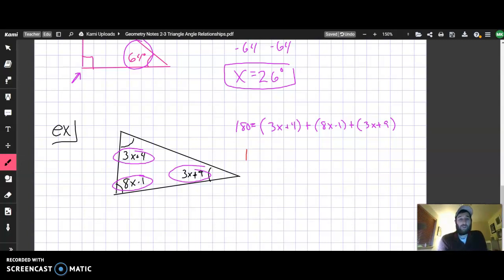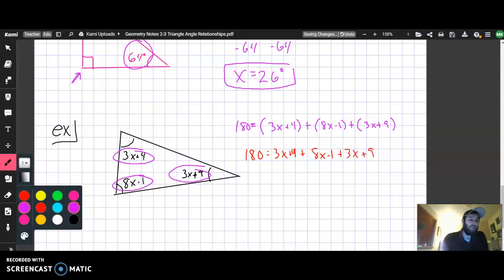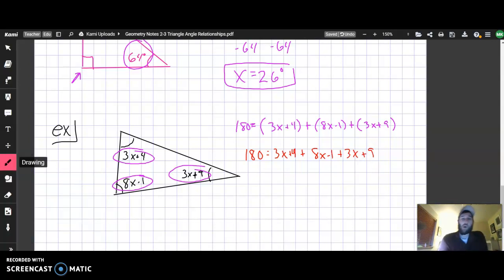So this 180 is really the same thing as 3x plus 4 plus 8x minus 1 plus 3x plus 9. And so our like terms then, let's go ahead and combine all of our variables first. We have a 3x plus an 8x plus a 3x. So what is 3x plus 8x? 11x plus 3 more x, that gives us 14x.